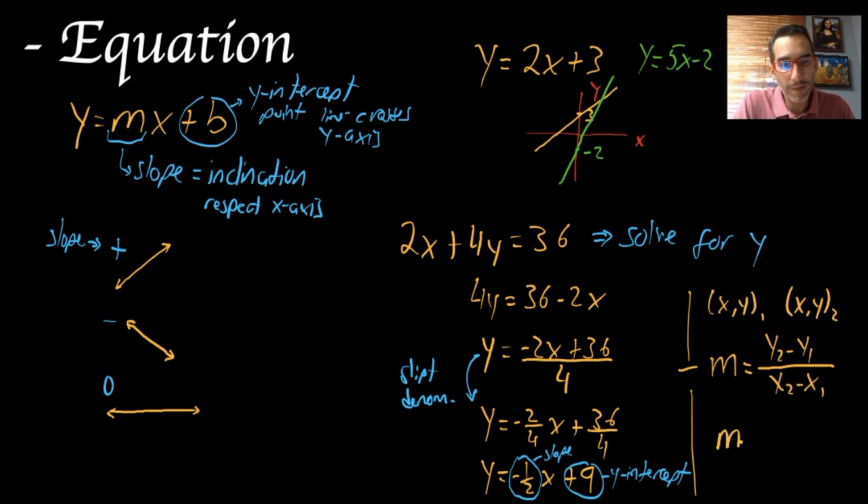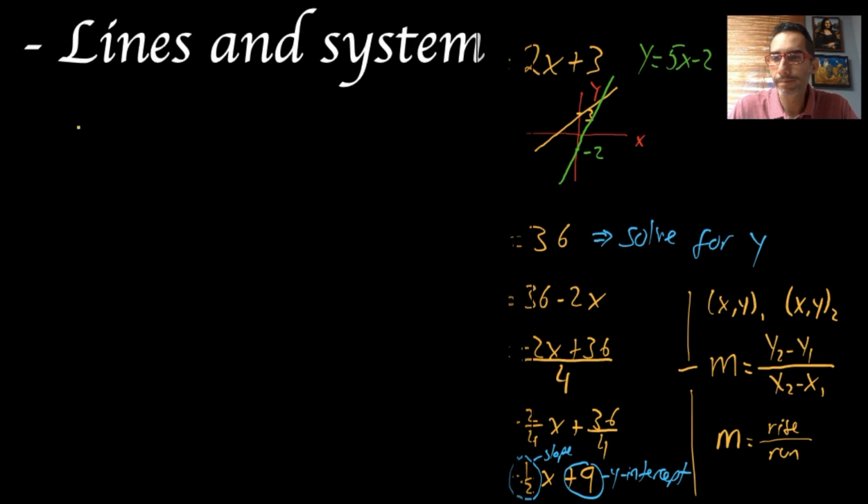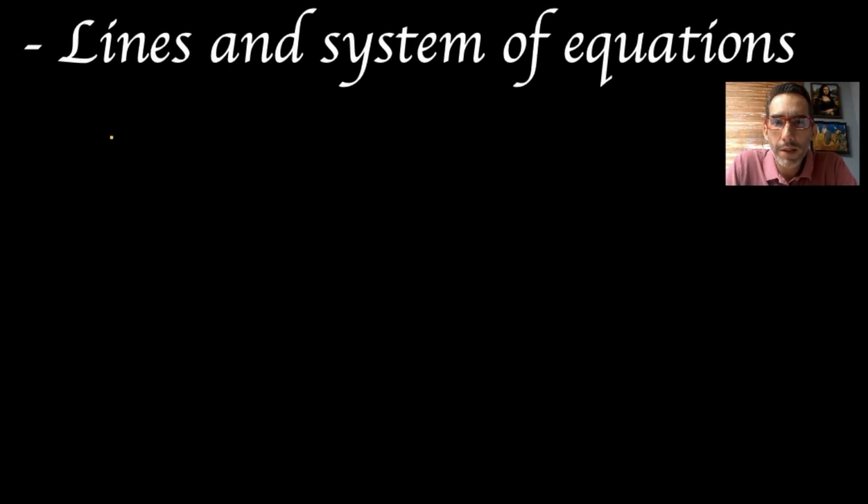Some of you might have studied this. The slope is what you call the rise over run. The rise represents the variation of one point as it moves on the y-axis, and the run is the same variation but on the x-axis. So keep those two in mind as well. Very useful, very handy in many different questions regarding lines.